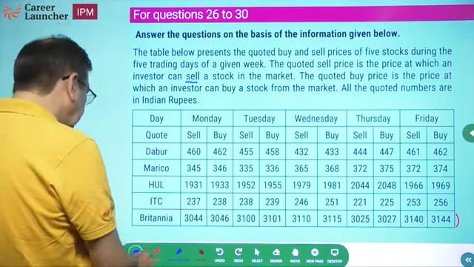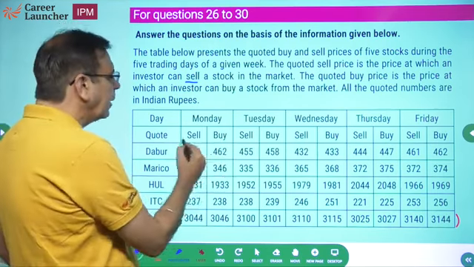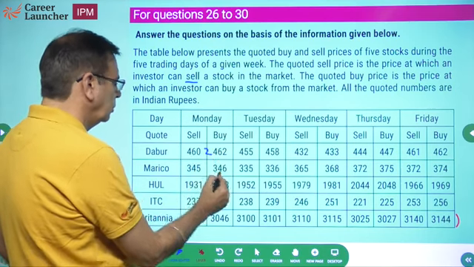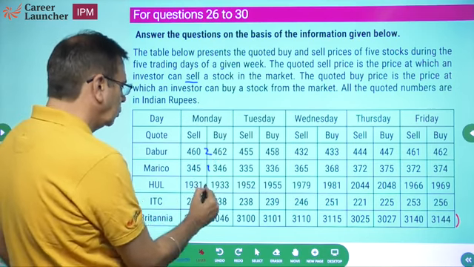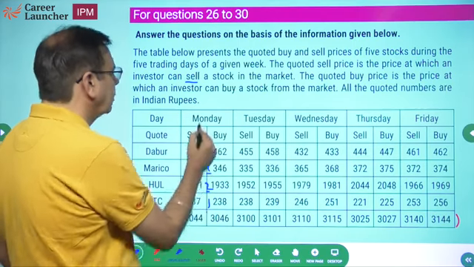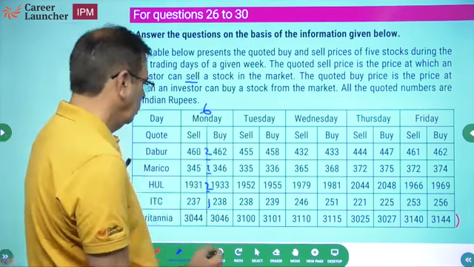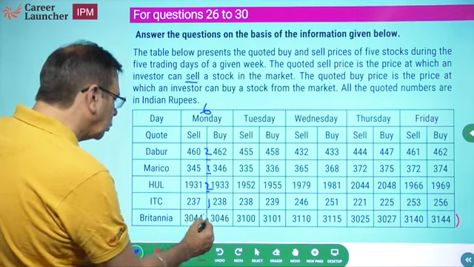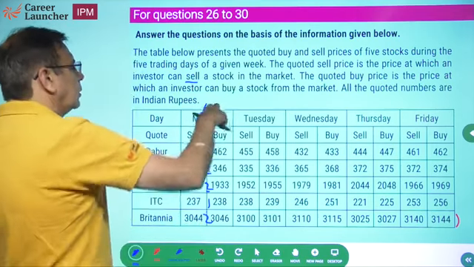Okay, Monday, what is the spread? Buy minus sell. 2, 1, 2, 238, 1, 2, 3, 4, 5, 6. Monday the spread is 6. Oh, sorry, I forgot the last one. And 2, 8.